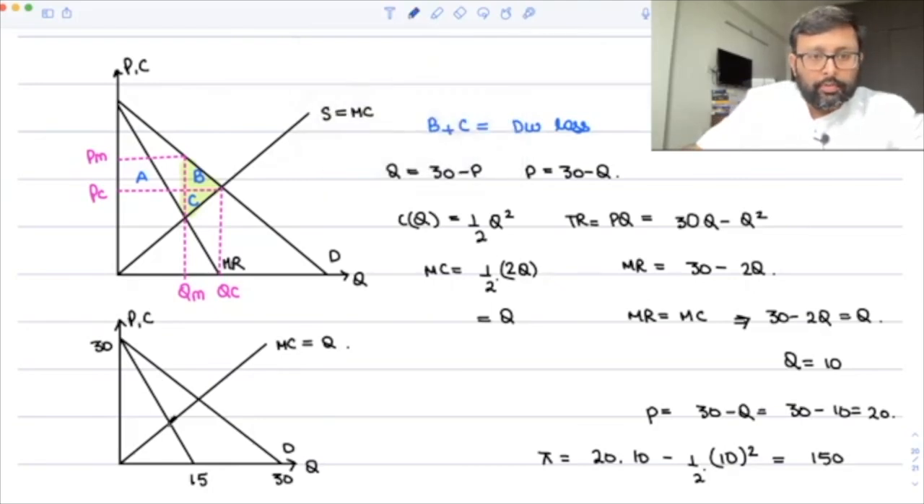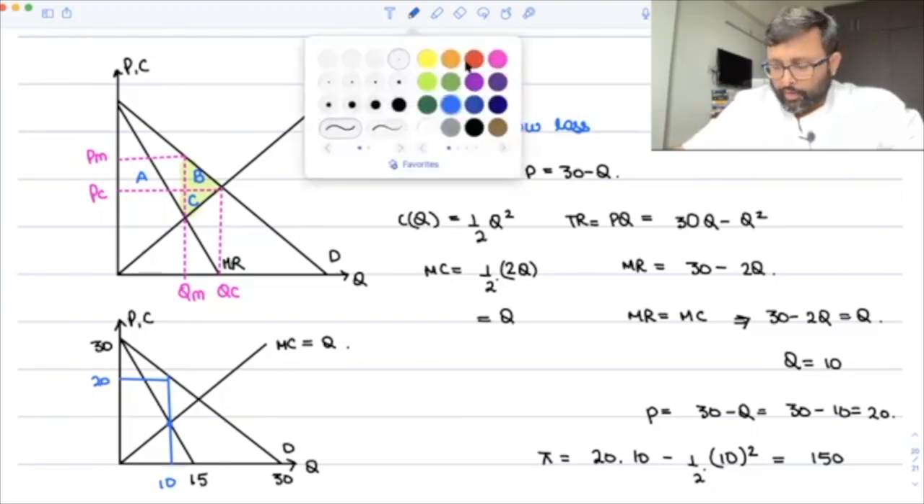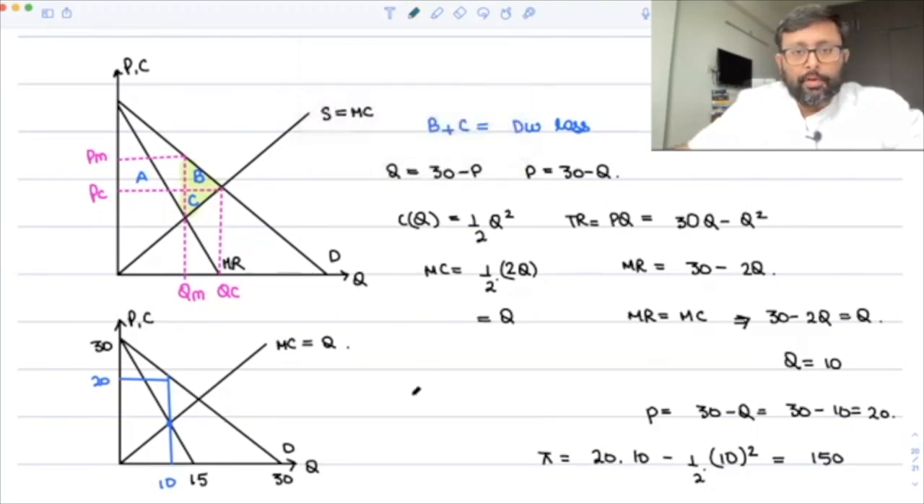At MC equals to MR. Okay. At MC equals to MR, and it is going to charge this one. It is charging what? It is charging price 20, and it is producing this quantity, right? Okay. Now you tell me, what is going to be the socially optimal price?